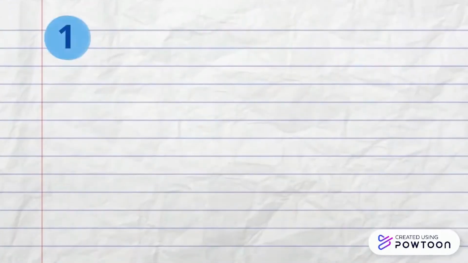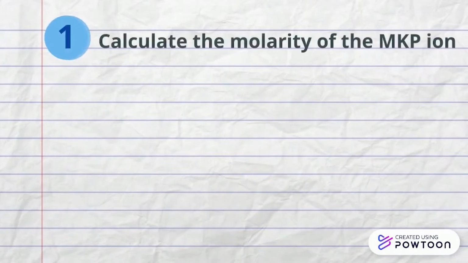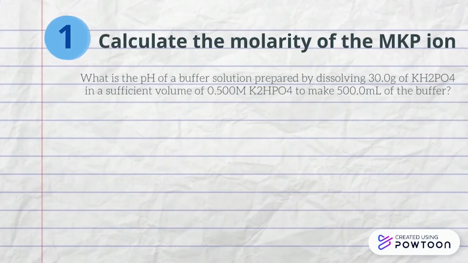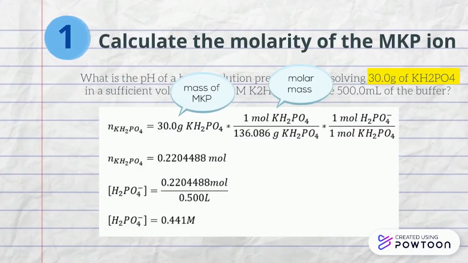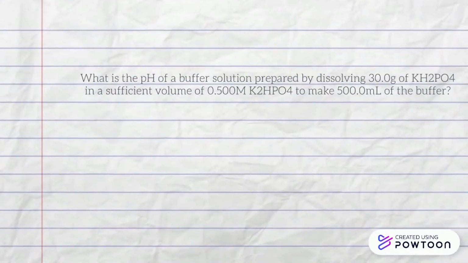With this problem, the first thing we need to do is calculate the molarity of our H2PO4- ion, since we currently have it as MKP in grams. This is pretty simple stoichiometry, which requires us to multiply the mass of MKP by the molar mass ratio, and then the mole ratio between MKP and its ion. This gives us a concentration of 0.441 molar. From here, we can move on to our good old friend, the ice table.